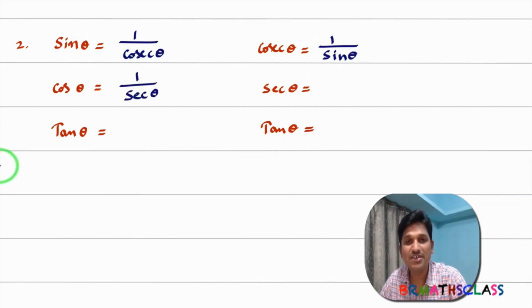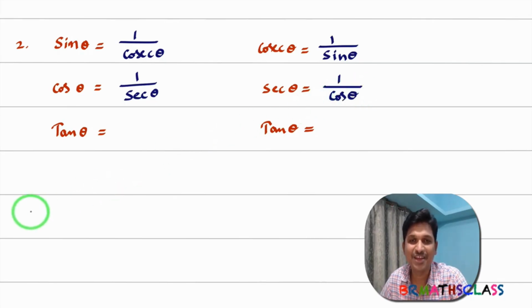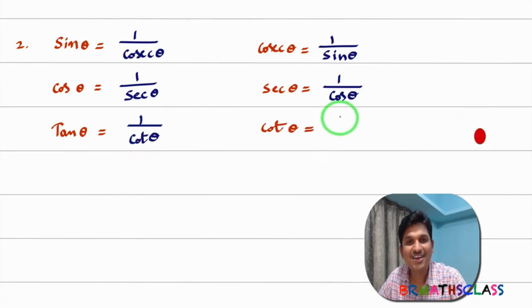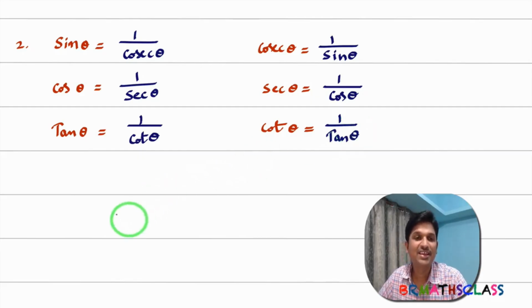So here cos theta can be written as 1 divided by secant theta. If you cross multiply this, you will get secant theta. What is secant theta? Secant theta is 1 by cos theta. Okay. Tan theta reciprocal is 1 by cot theta. Cot theta is 1 divided by tan theta. Okay. These are 6 reciprocal formulas.